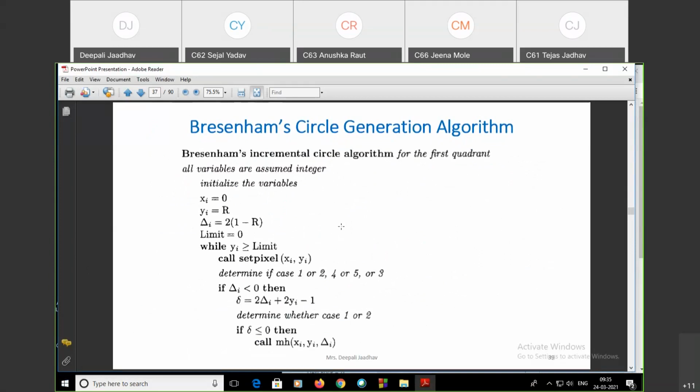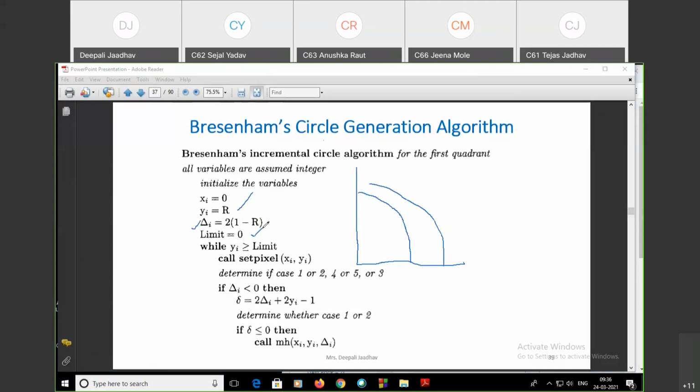Now see here, this is the algorithm that we are going to implement, Bresenham's incremental circle algorithm. Here again x is equal to 0 initially and y is equal to r, which means we start from this point and then generate the circle in this way. Then delta I is calculated.